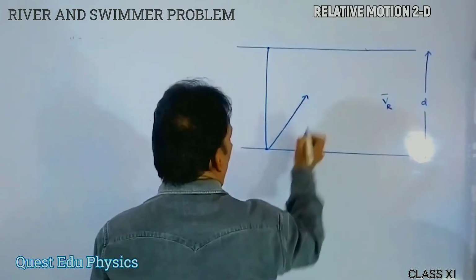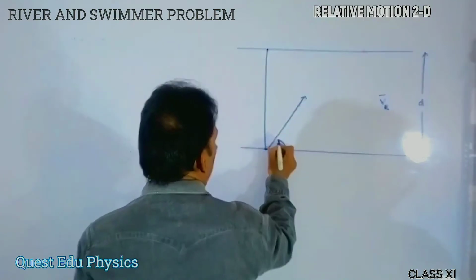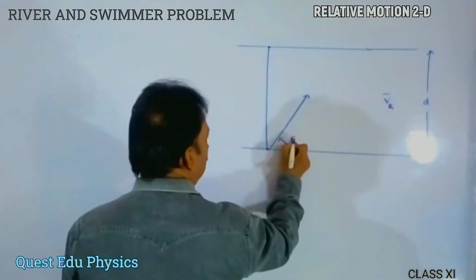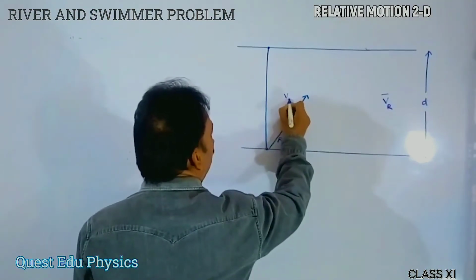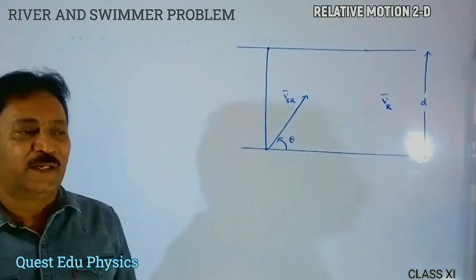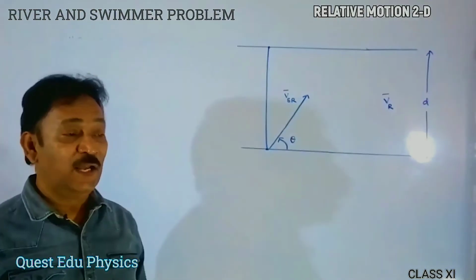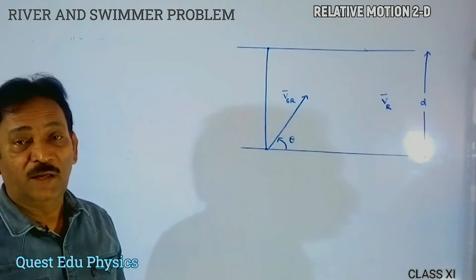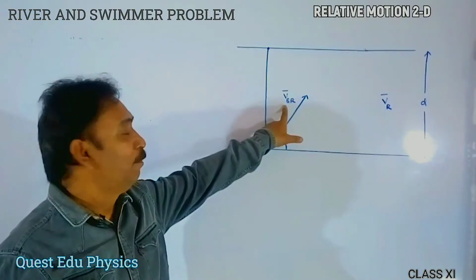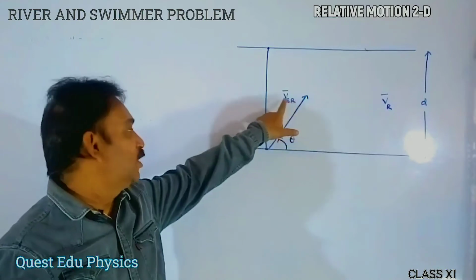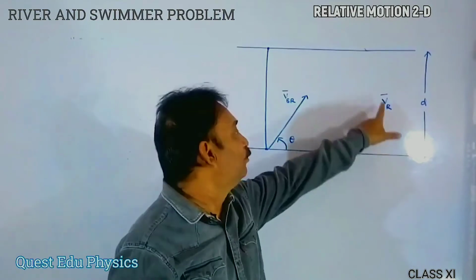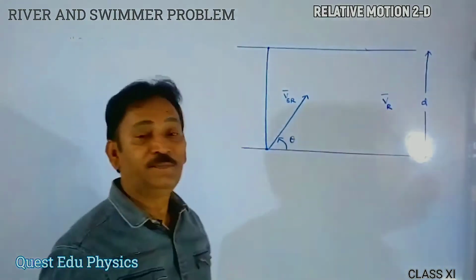Okay. Making an angle of theta with the ground. Okay, this is theta. And he jumped into the river and he is swimming with a velocity of VSR. Okay. We know the velocity of the swimmer related to river. S means swimmer and R is the river. And we have the velocity of the river with respect to the ground.